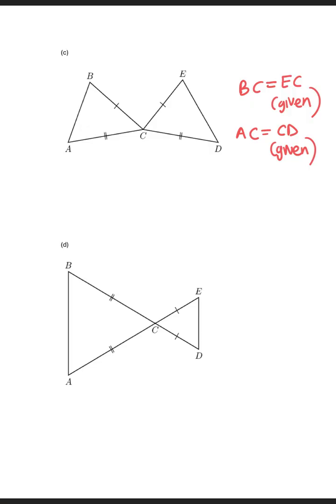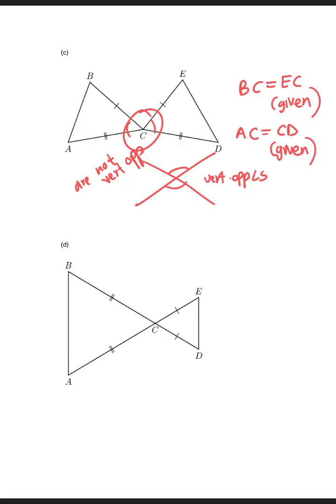Vertically opposite angles only happen when you have this situation, when two lines cross each other. But here we don't have that situation, so this angle and this angle are not equal. So therefore we don't have enough information. So in this case we don't have enough info.